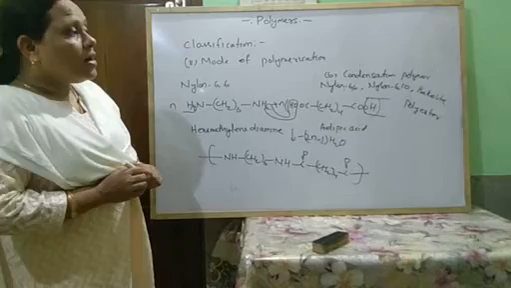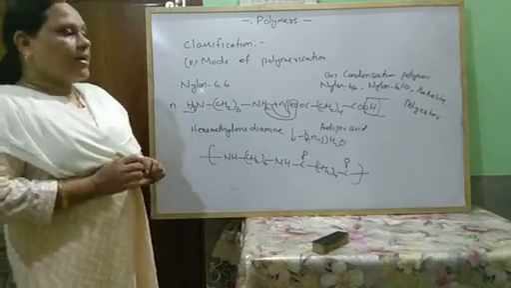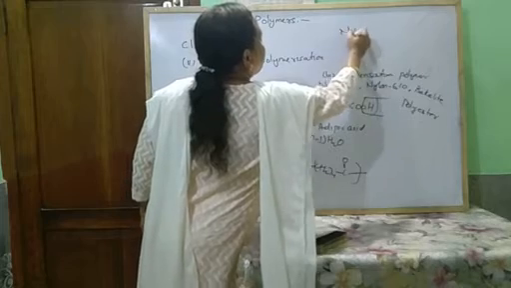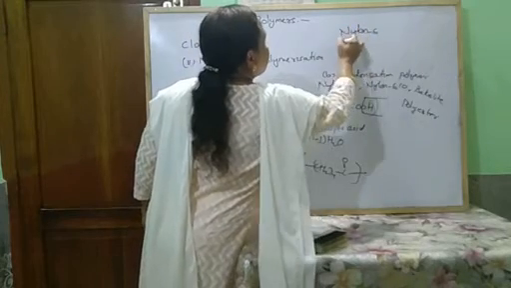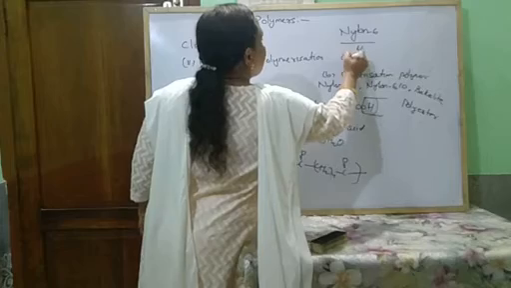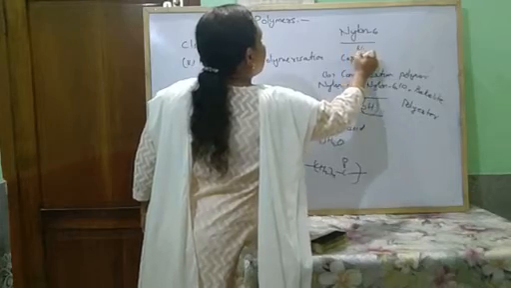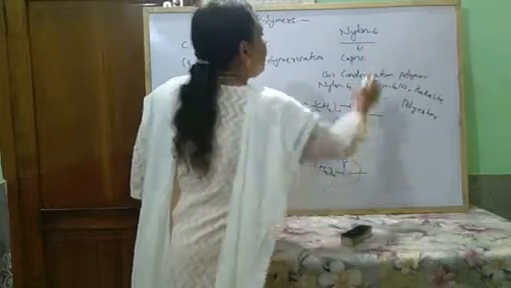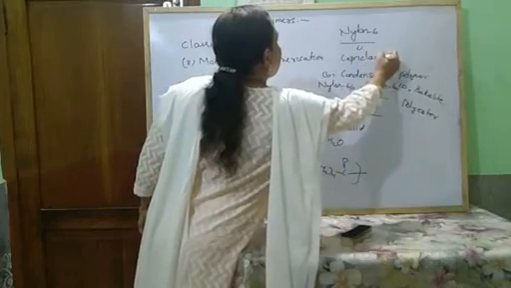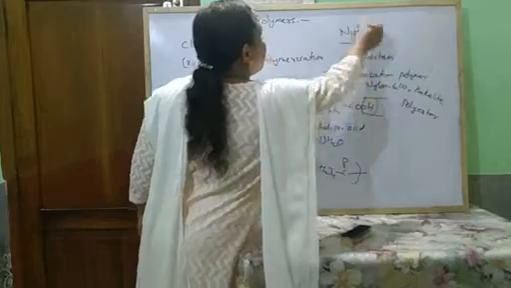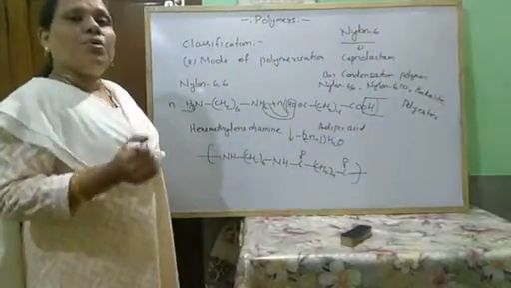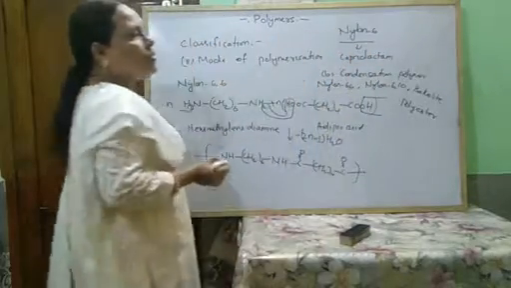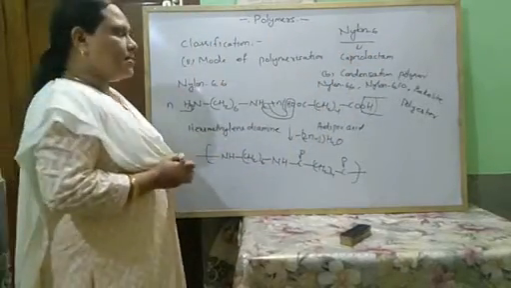Another condensation polymer is nylon 6, where the monomer unit is caprolactam. This nylon 6 is a homopolymer because it consists of only one monomer, that is caprolactam.